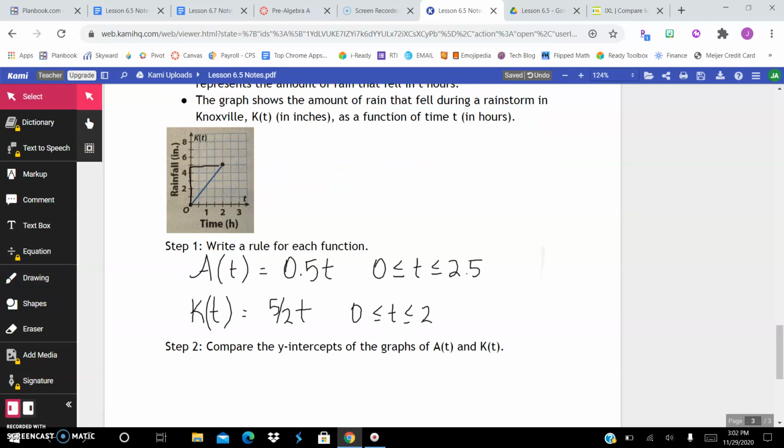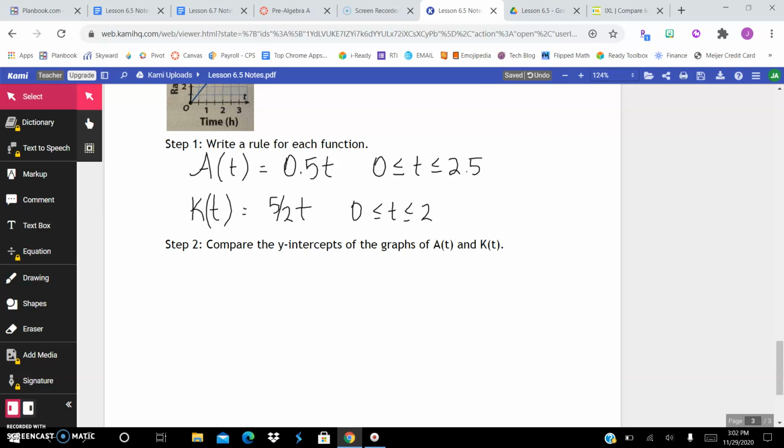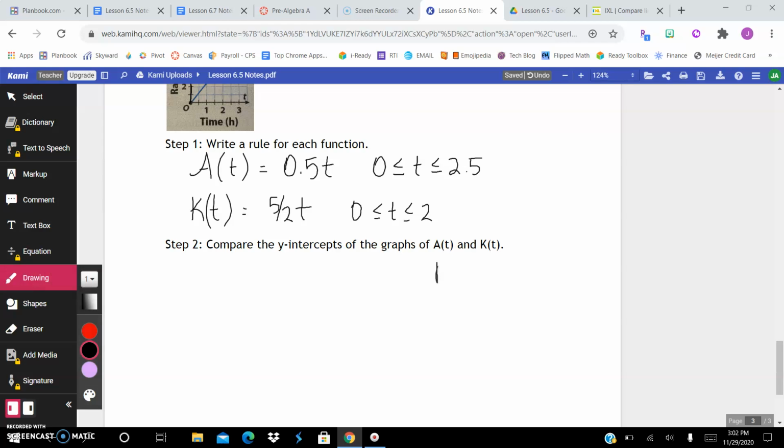All right, now we're going to compare the y-intercepts of the graphs of a of t and k of t. Well, the y-intercept, remember, is in mx plus b, and the y-intercept is that b value. Neither one of them has plus or minus at the end, so the y-intercepts of both are 0. So they're starting with 0 hours past, starting at the exact minute, and they're saying that there's 0 inches of rain when the rain started, which would make sense. At the time it starts, there's nothing.